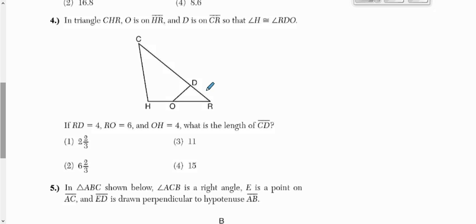So RD is 4. RO is 6. OH is 4. So I'm probably going to need this, so that's going to be 10, right? Okay. And are there any angle congruencies in here? See, probably you guys like to skip reading things, but that's kind of important, right? So angle H is congruent to RDO. Any other angle congruencies we can determine in here? Do they share an angle? Yeah. Okay, reflexive property, put a double mark there.